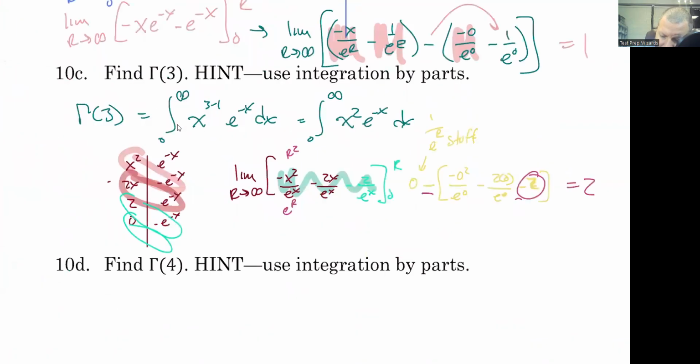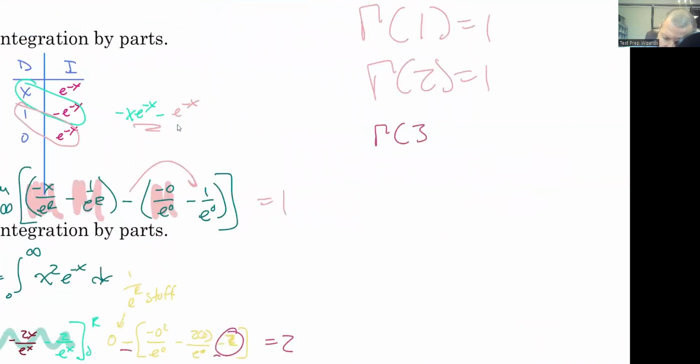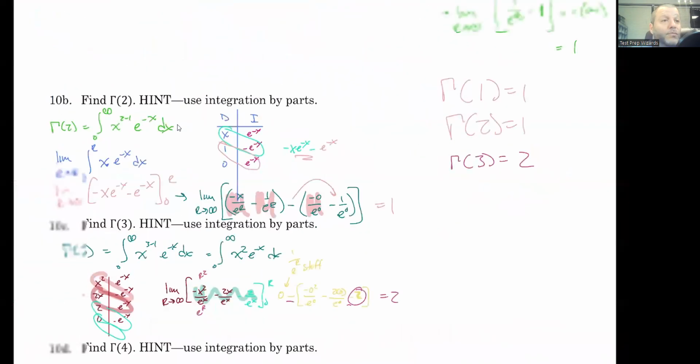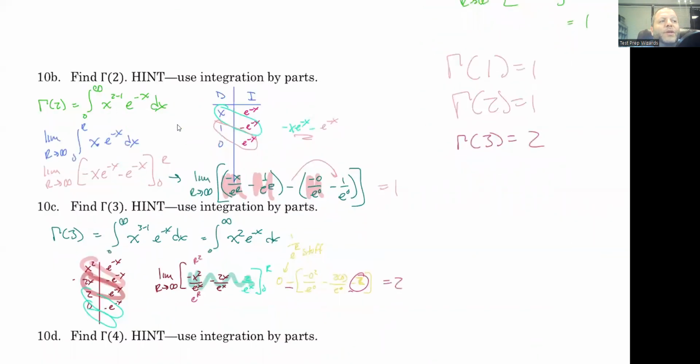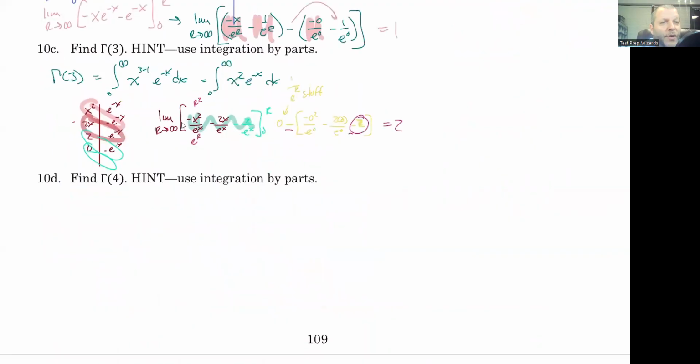So let's add that to the list. Gamma 3 is equal to 2. What are we getting? Is it a Fibonacci sequence? Is it something else? Tune in for 10D starring Gamma 4 in the next video.